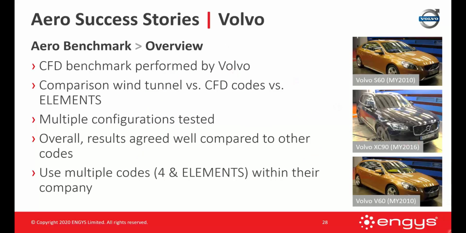So just in summary about the benchmark itself. This CFD benchmark was performed by Volvo. They wanted to compare the experimental results with different CFD codes versus Elements. Multiple configurations were tested. Overall, the results agreed well compared to other codes. And in the end, they decided to use multiple codes. So they used code 4, and then they used Elements within their company.